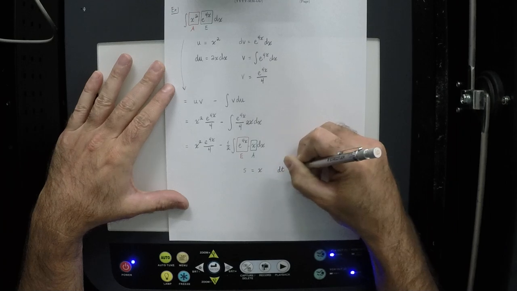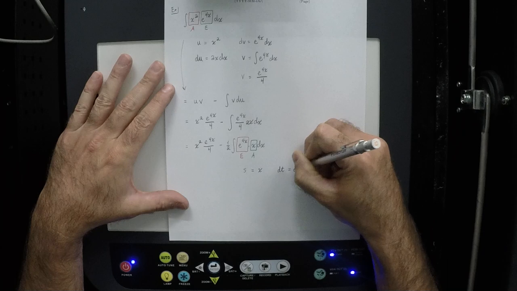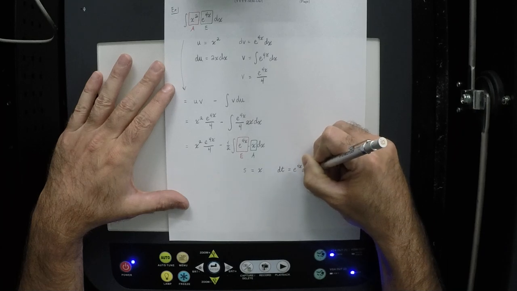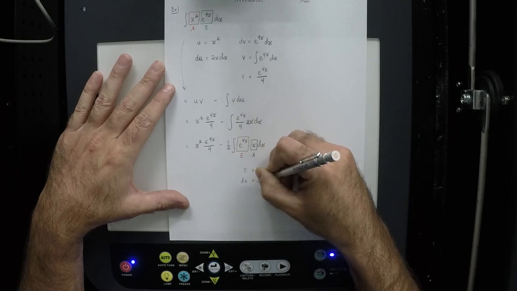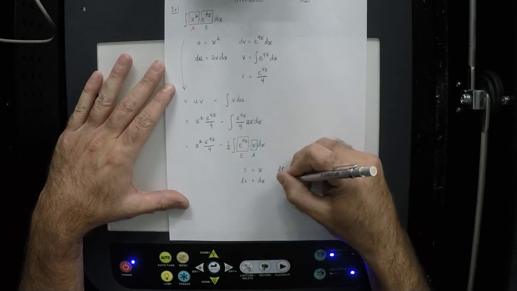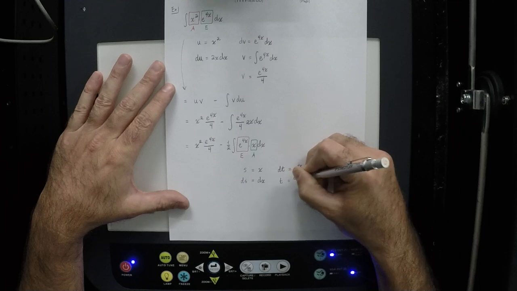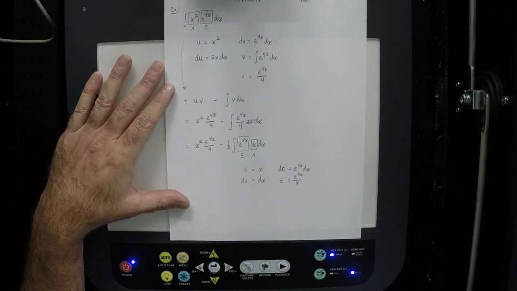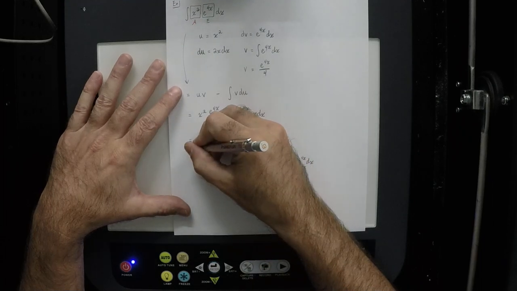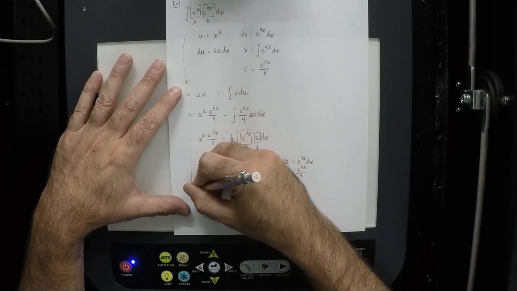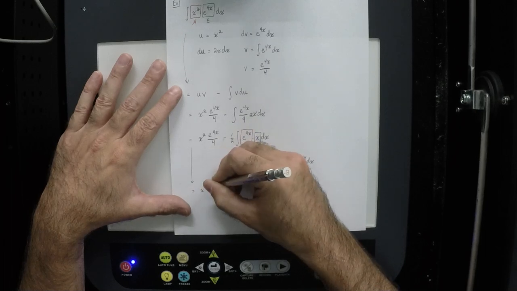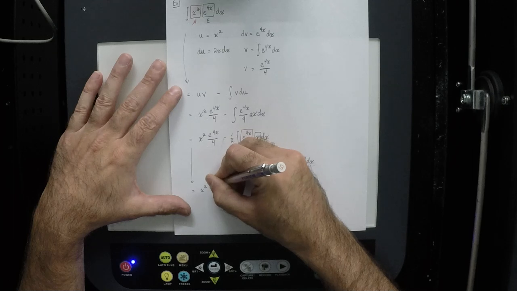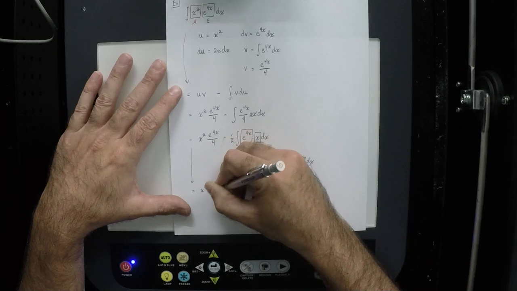In particular, I'm going to say s is x, and dt is e to 4x dx. So then ds is dx, and t is e to 4x over 4. So then, after that consideration, this will be x squared. I'm just copying that stuff right now. e to 4x over 4.